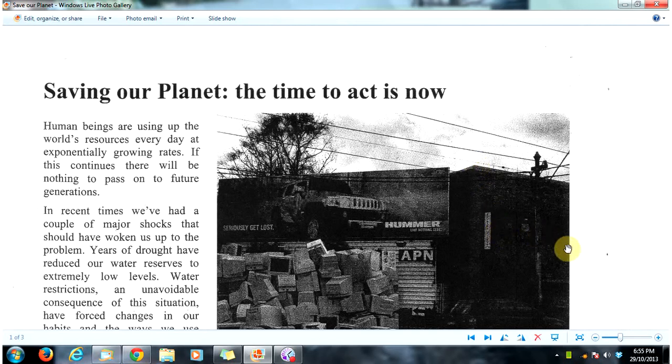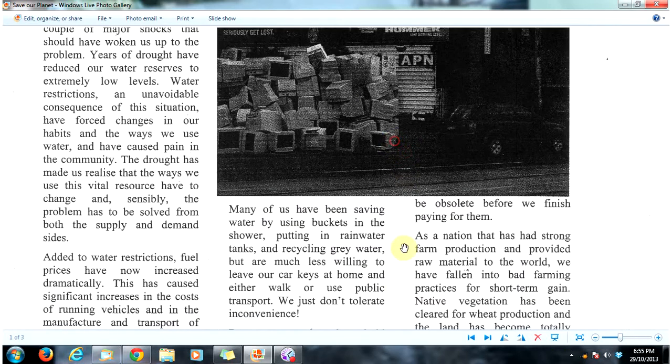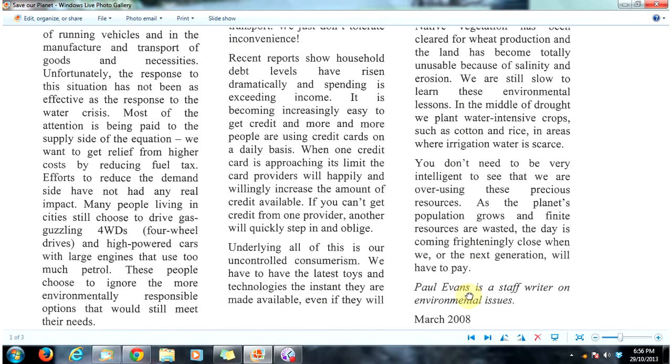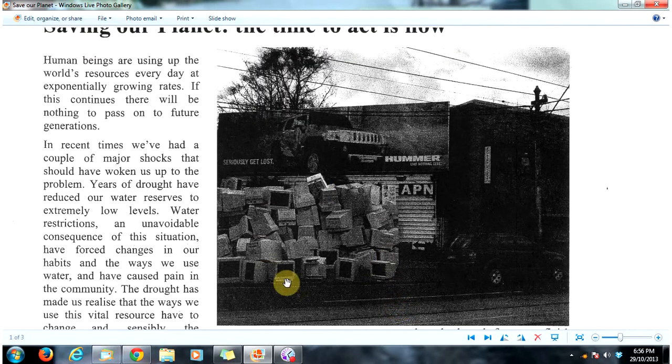I'm going to start actually this time by having a look at the picture and this mountain of computer screens. So this can be linked into the article where later on he talks about needing the latest toys, even if they're going to be obsolete before we finish paying for them. So by having a mountain of computer screens like this, it really exaggerates the problem, or it shows you the collective effects of it. Having just one computer screen wouldn't have as much of an impact, and a reader might not think about throwing away one computer screen. However, here they can see the impact of everybody having the same attitude.